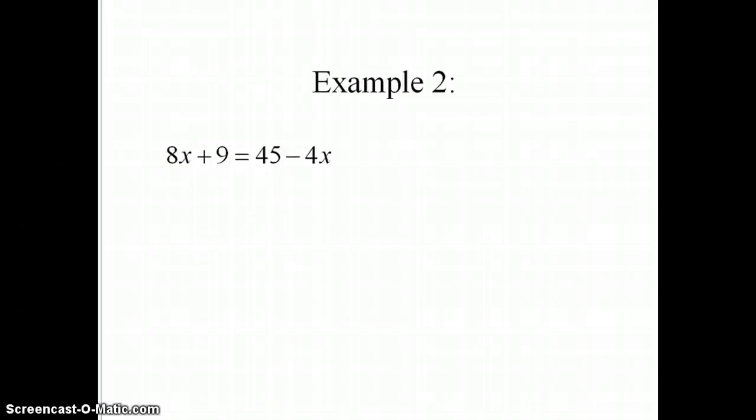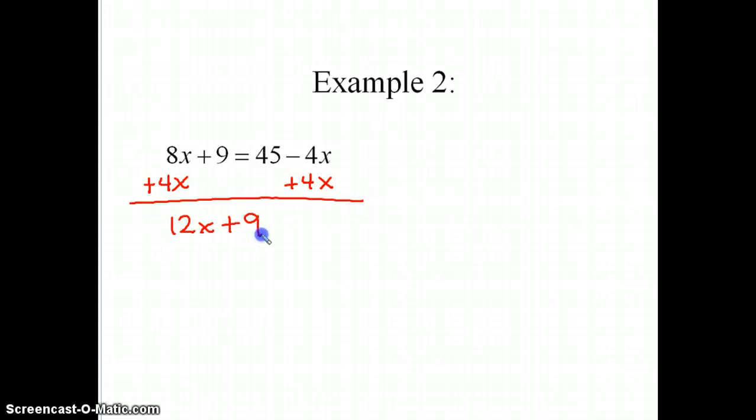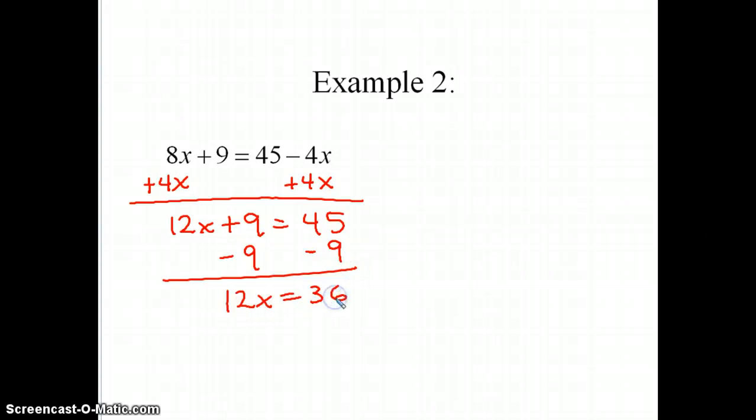Again, I need to get my like terms together. Once again, I have them on opposite sides of the equation, so I'm going to add 4x to both sides. 8x plus 4x is 12x, plus 9 is equal to 45. I'm going to subtract 9 from both sides. I end up with 12x is equal to 36. Dividing both sides by 12, we have an answer of x is equal to 3.